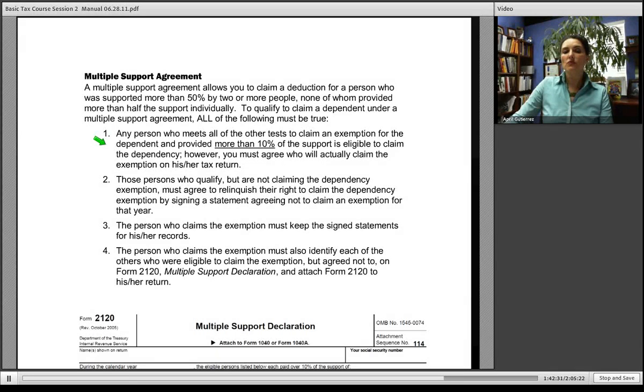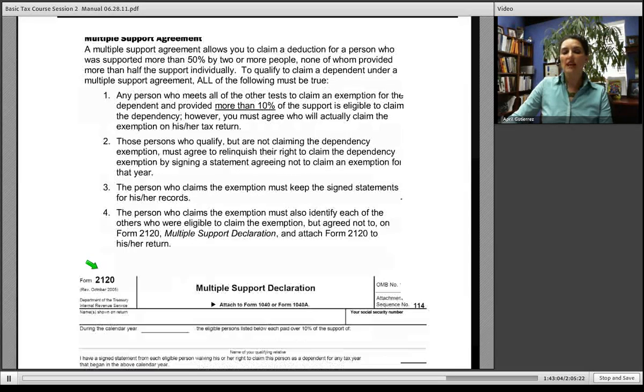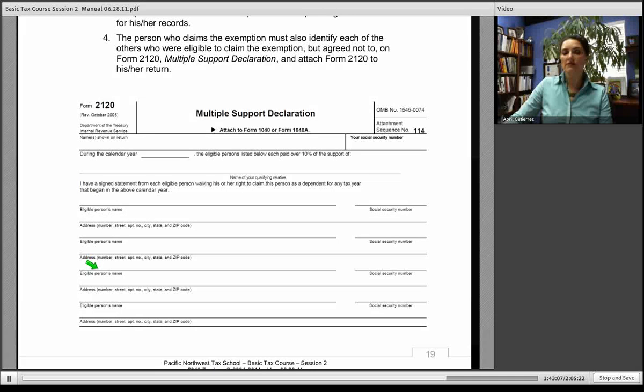However, you must agree who will actually claim the exemption on his or her return. Those persons who qualify but are not claiming the dependency exemption must agree to relinquish their right to claim the dependency exemption by signing a statement agreeing not to claim an exemption for the year. The person who claims the exemption must keep the signed statement for his or her records. The person who claims the exemption must also identify each of the others who were eligible to claim the exemption but agreed not to on Form 2120, Multiple Support Declaration, and then attach that form to his or her return.